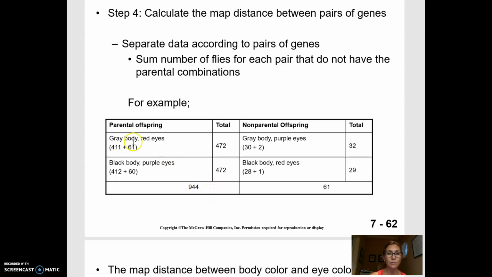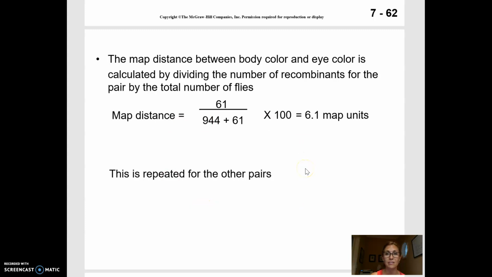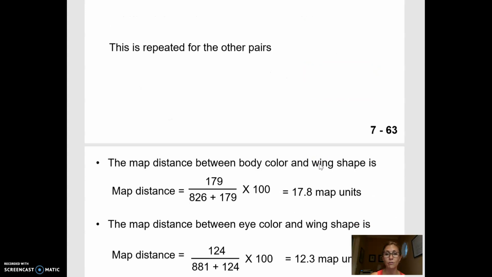And for one of them, gray body, red eyes, black body, purple eyes. Yes, flies can have purple eyes. They had 944 individuals of the parental offspring, and what that means is that 944 look like the parents did. The non-parental here is another term for the recombinants, and so when you calculate the map distances, you can see that eye color and body color are 6.1 map units apart from one another.